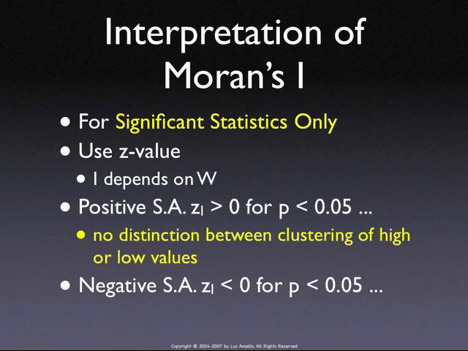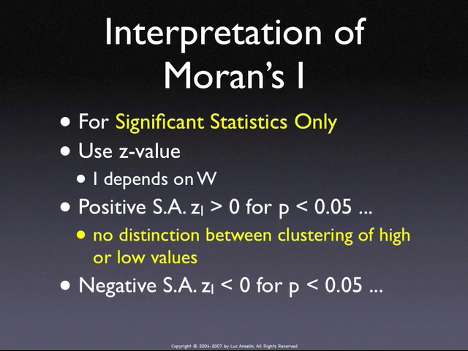Positive z value and significant means rejecting the null in favor of an alternative of positive spatial autocorrelation. Negative z and significant means rejecting in favor of negative spatial autocorrelation. Be very careful. Always keep in mind the significance. Just the fact that you have a negative z as such doesn't mean you have negative spatial autocorrelation. Remember, what we're doing is rejecting the null. If you can't reject a null, we have no spatial autocorrelation. Never mind the sign, it's irrelevant. We have nothing. It's only when you reject a null that you really should start looking at the sign.